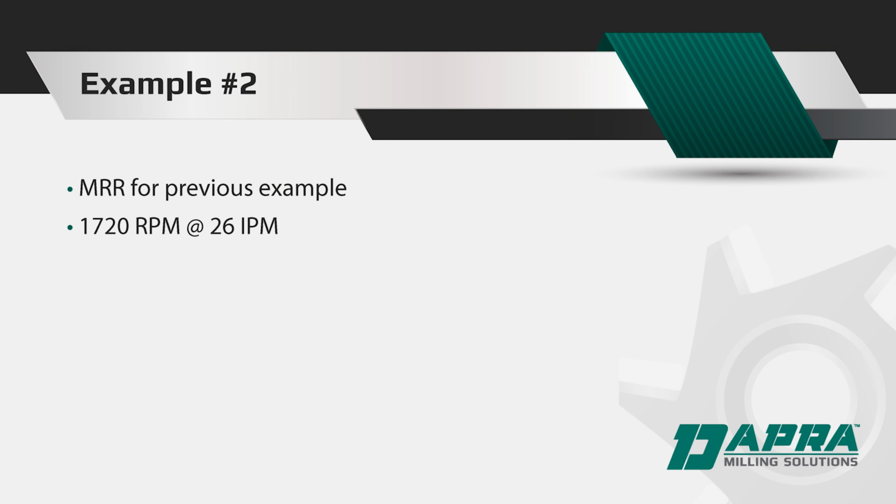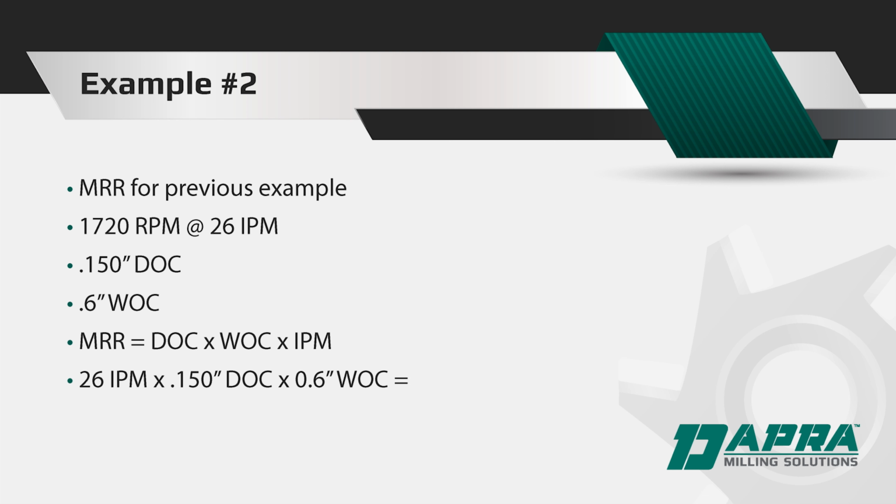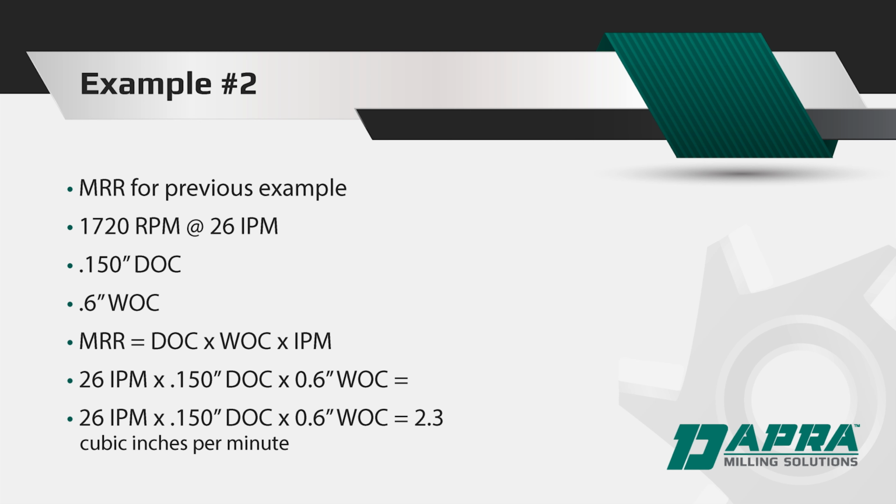So the material removal rate for that previous example, we had 1720 RPM at 26 inches per minute. We'll assume 150 thousandths depth of cut and a 600 thousandths width of cut. Metal removal rate is equal to depth of cut times width of cut times inches per minute. In this case, we have 26 inches per minute times 150 thou depth of cut times 600 thousandths width of cut gives us 2.3 cubic inches per minute of material removal. So how about going backwards?